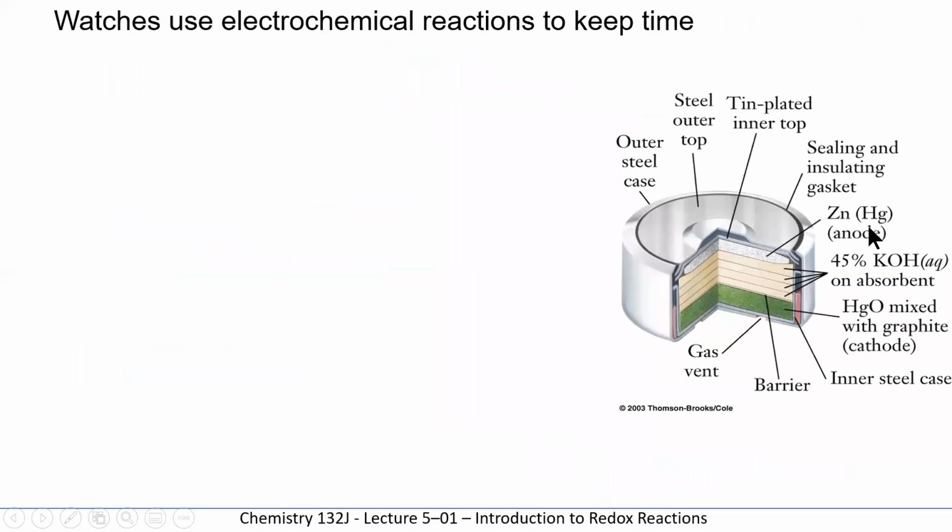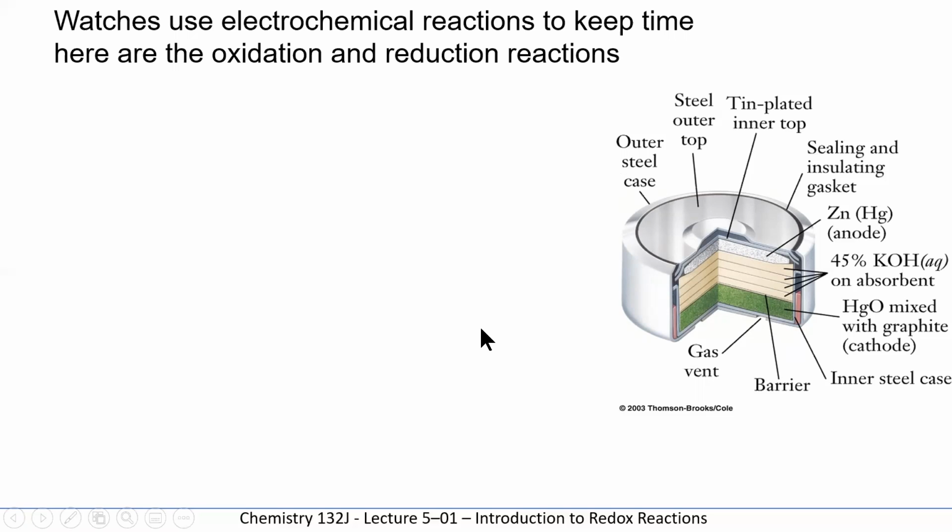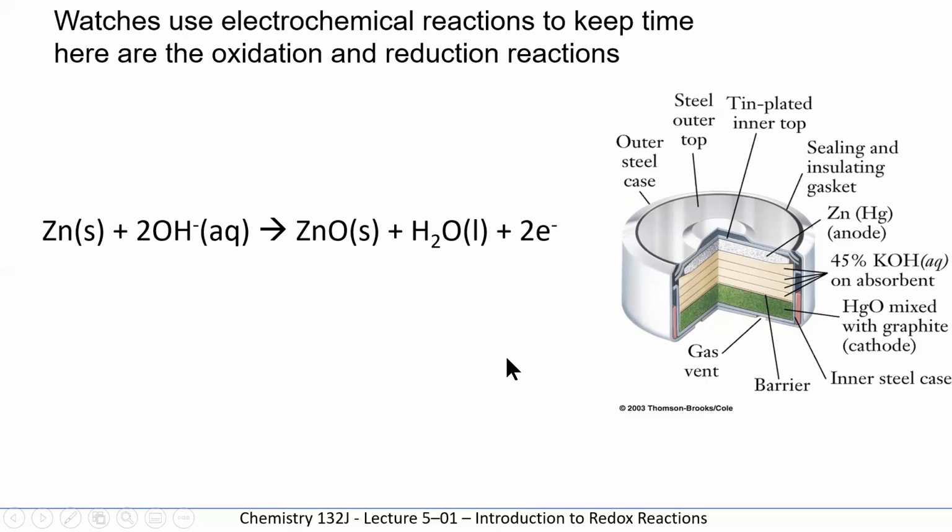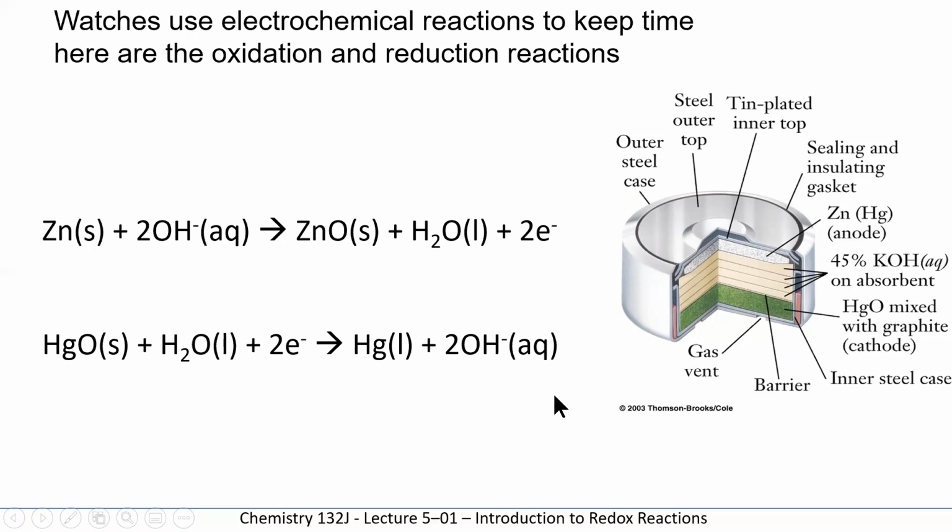Here we have another type of tiny little cell that we can use. I used to use these a lot, and I remember I used to use one in my watch. They're tiny little things. There are oxidation reduction reactions going on here again, and the zinc in the anode is undergoing an oxidation. Zinc atoms are changing into zinc ions and releasing electrons that flow through an external circuit.